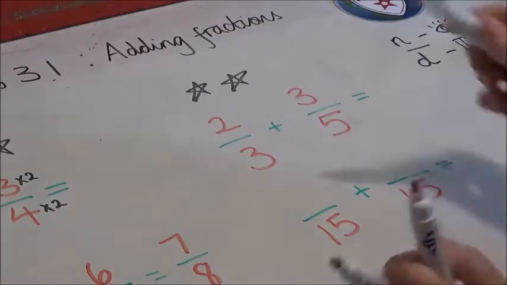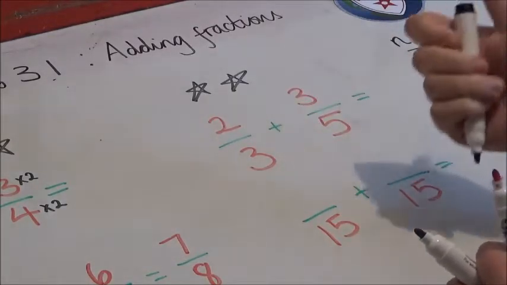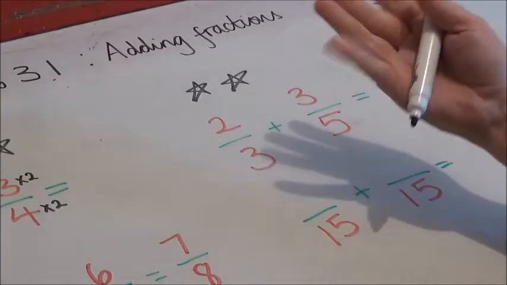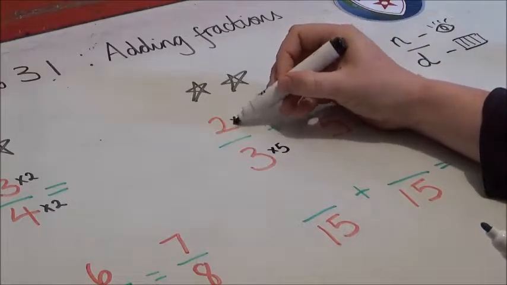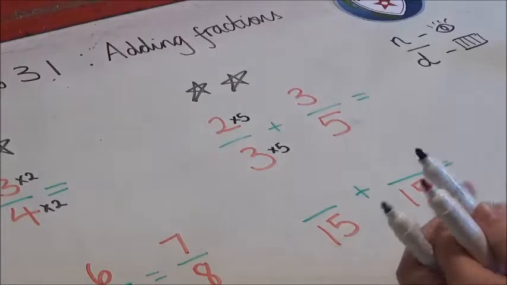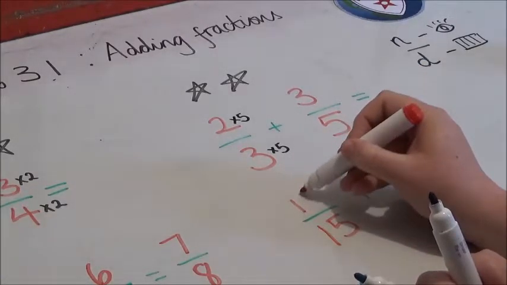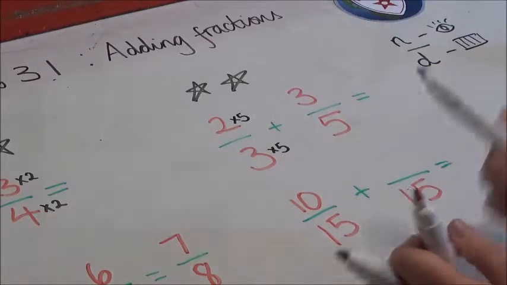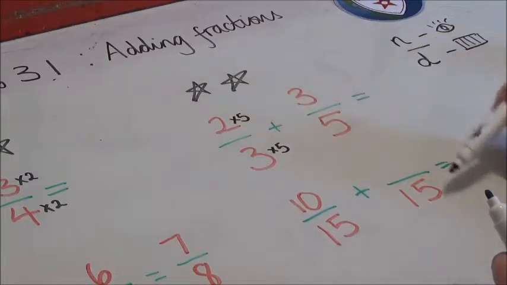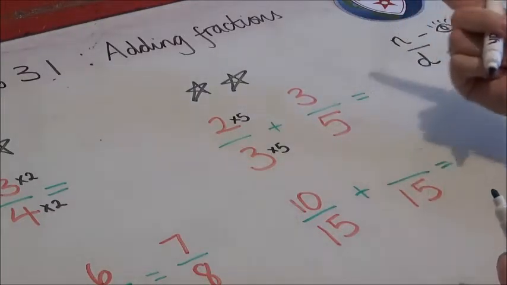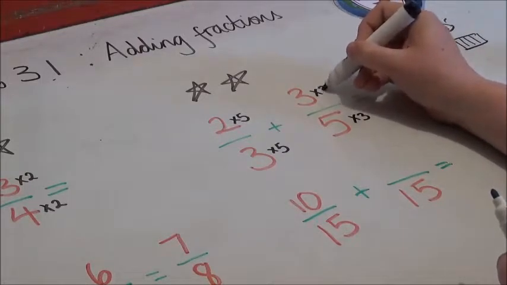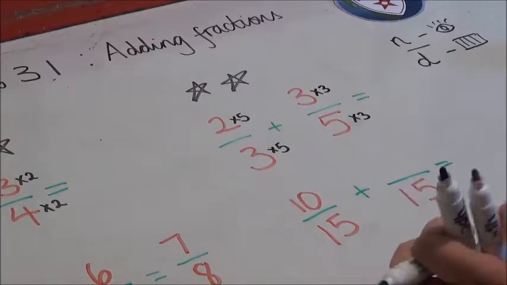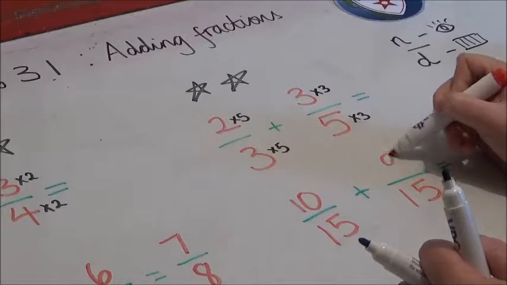So what did I have to do to 3 to get to 15? 3, 6, 9, 12, 15. I had to multiply it by 5. So I've got to multiply my numerator by 5. 2 times 5 is 10. What did I have to do to 5 to get to 15? 5, 10, 15. I had to times that by 3. So I've got to times my numerator by 3. 3 times 3 is 9.